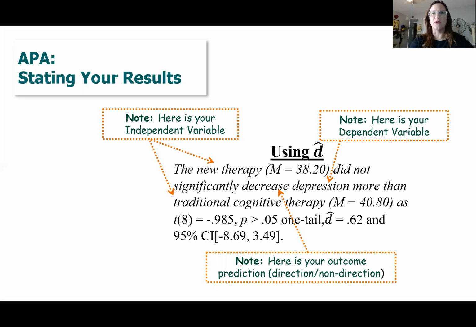So here's our results. It wasn't significant. So the new therapy did not significantly decrease depression more than the traditional cognitive therapy. t of 8, that's our degrees of freedom, equals negative 0.985. p is greater than 0.05.